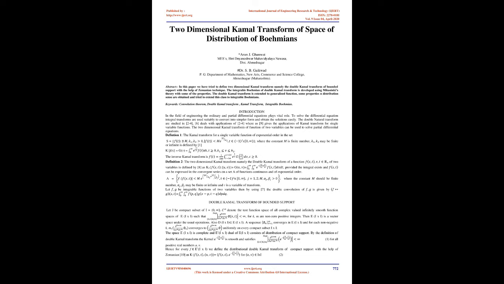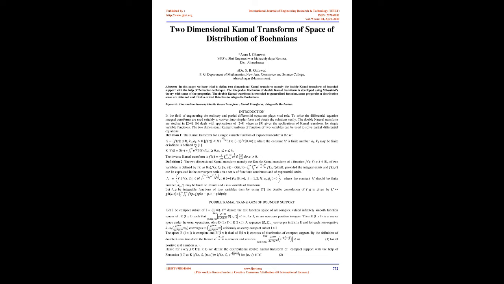Then by using 7 the double convolution is given by equals. Double Kamal transform of bounded support. Let J be a compact subset of I equals 0, denote the test function space of all complex valued infinitely smooth function spaces of E(I), such that for k, m are non-zero positive integers. Then E(I) is a vector space under the usual operations.